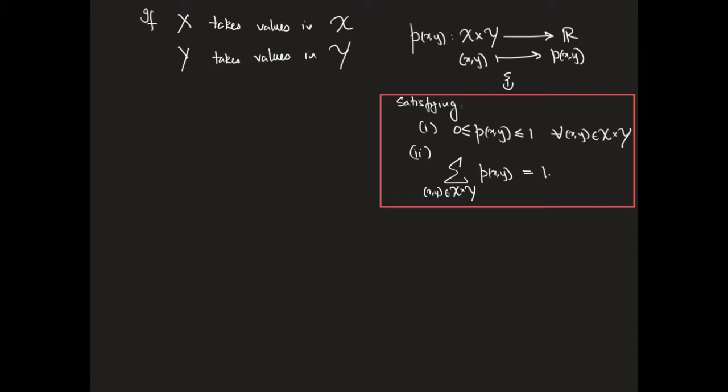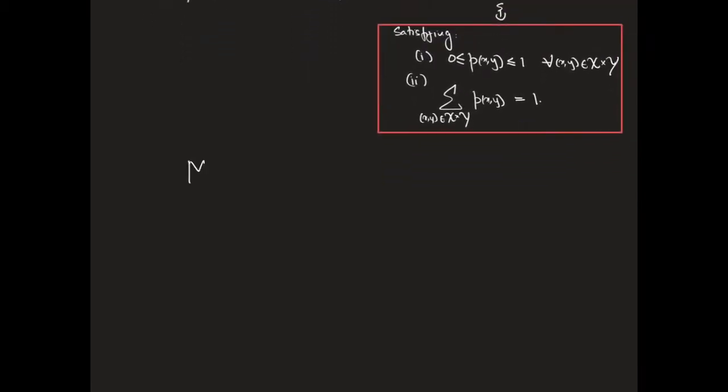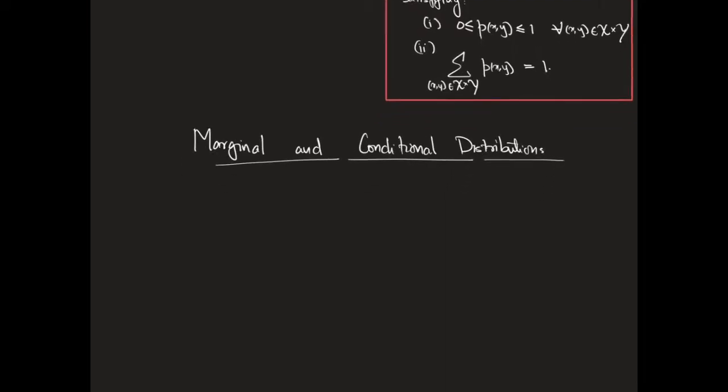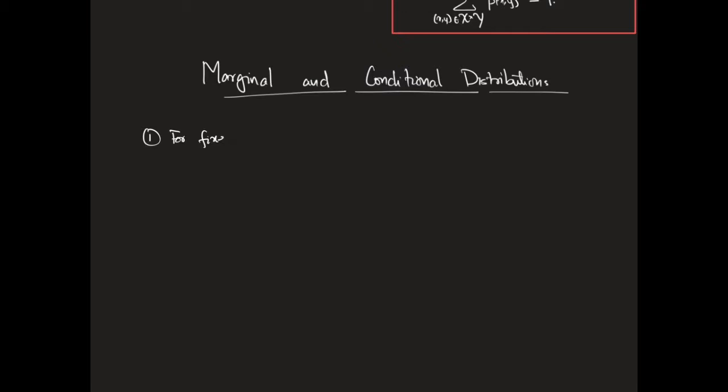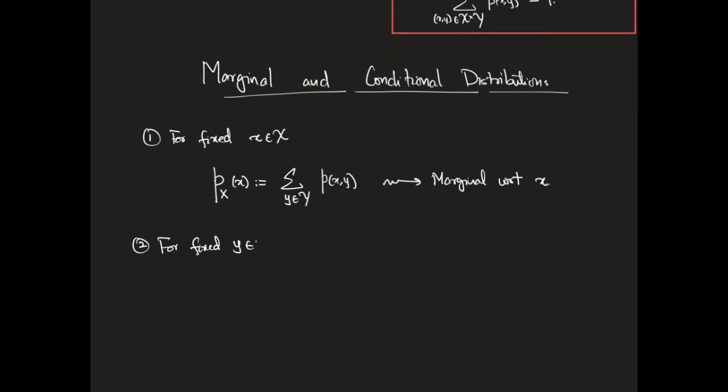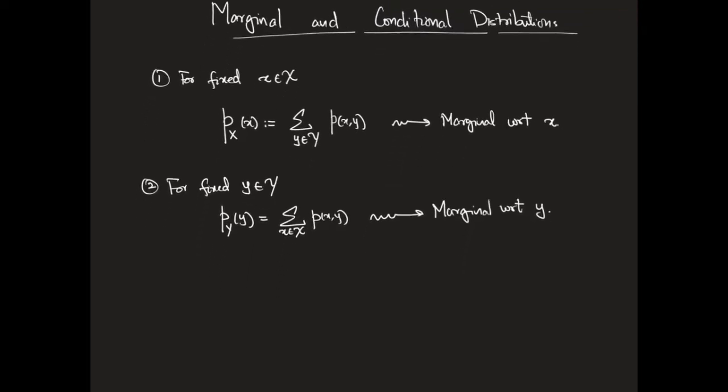There are two important distributions associated with the joint probability distribution, which are the marginal and the conditional distributions. We begin with the marginal distribution. Fix x inside script X. Then the marginal density with respect to capital X is the sum over all y inside script Y of the probabilities p(x,y). This is sometimes called the marginal with respect to x. For a fixed y, the marginal with respect to y is defined in an analogous manner.